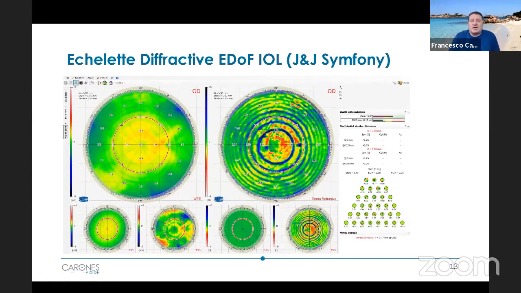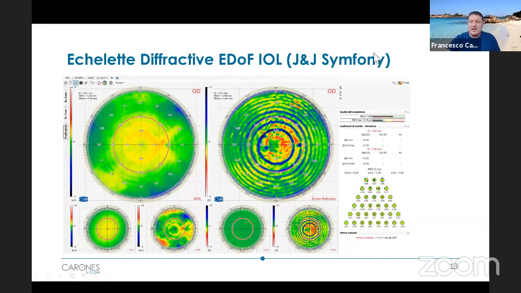Here is an extended depth of focus diffractive echelet IOL. And what do we see here? We see not just colors going to red to improve intermediate. What we see here is colors going from hyperopic to myopic. So what's that? That's the most interesting part of this kind of analysis, I guess.